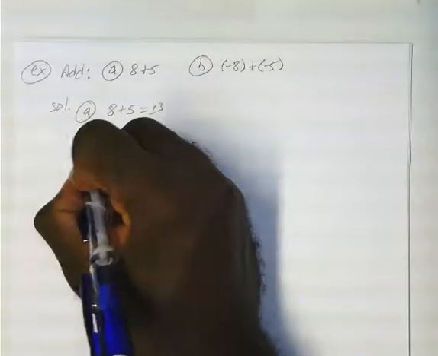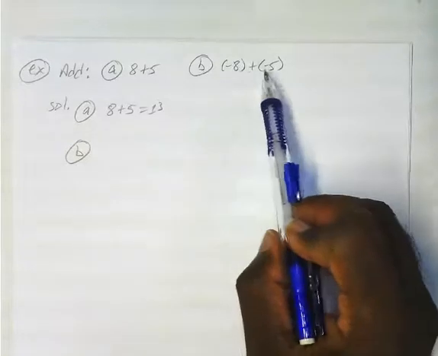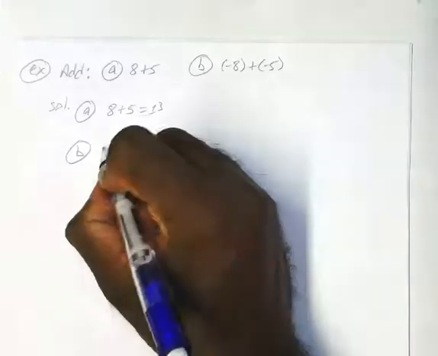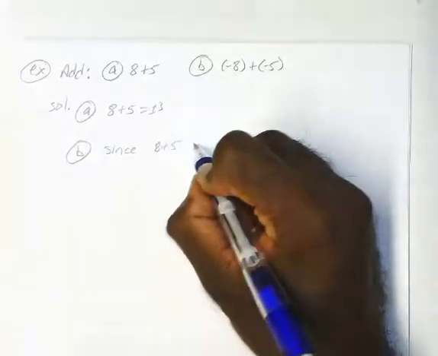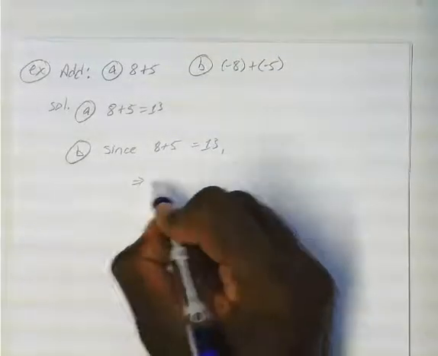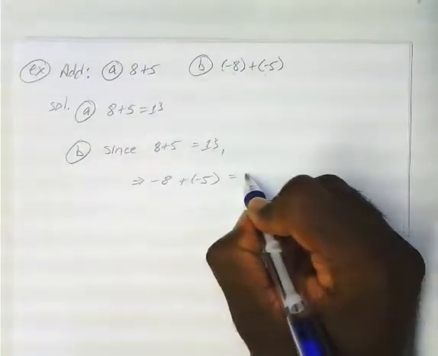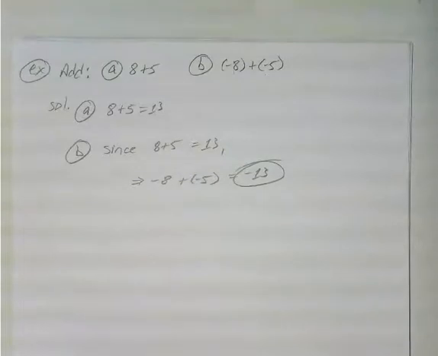Now for problem B, pretty much the same idea. The only difference is, since you're adding two negative numbers, your answer is going to be negative. So since 8 plus 5 equals 13, that means that negative 8 plus negative 5 equals negative 13. That's the only thing you're doing differently. If you add two negative numbers, your answer is going to be negative. If you're adding two positive numbers, your answer is going to be positive.